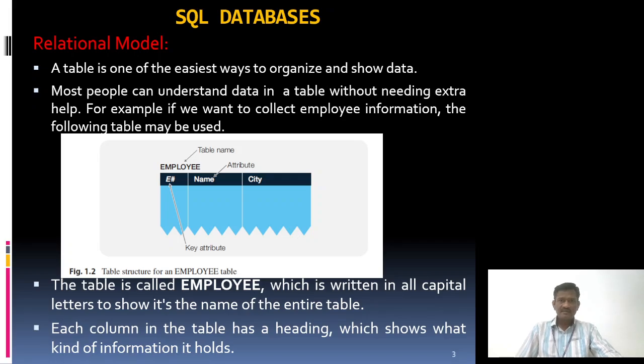Also in the diagram, the employee is the name of the table. Employee number, name, and city are the column names, also called as attributes. And employee number acts as the key attribute.